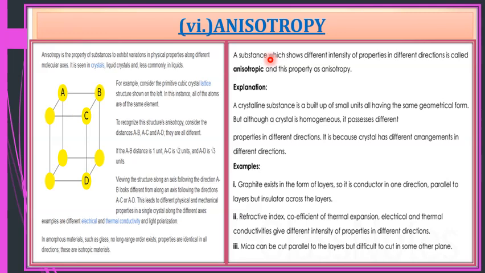This is the explanation. A crystalline substance is built up of small units, all having the same geometrical form, but although a crystal is homogeneous, it possesses different properties in different directions. It is because the crystal has different arrangement in different directions. For example, graphite exists in the form of layers, so it is a conductor in one direction, parallel to the layers, but an insulator across the layers.